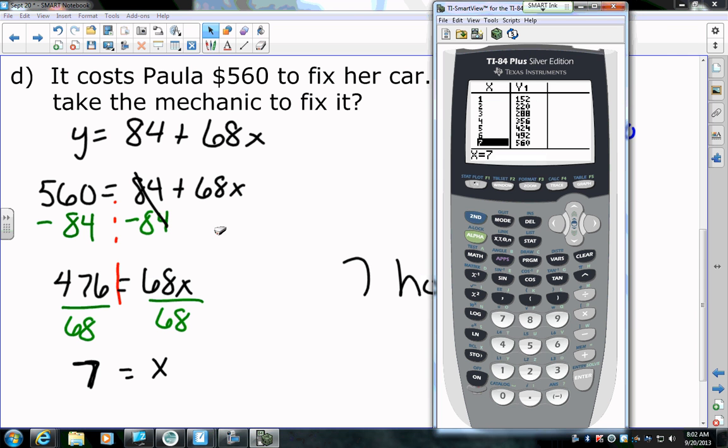The question was, how did I do it again? I went to Y equals, put the equation into Y1, 84 plus 68x, went second graph, and I went to go look in the Y column where it said 560 because that's how much it cost me. And 7 would be my answer.